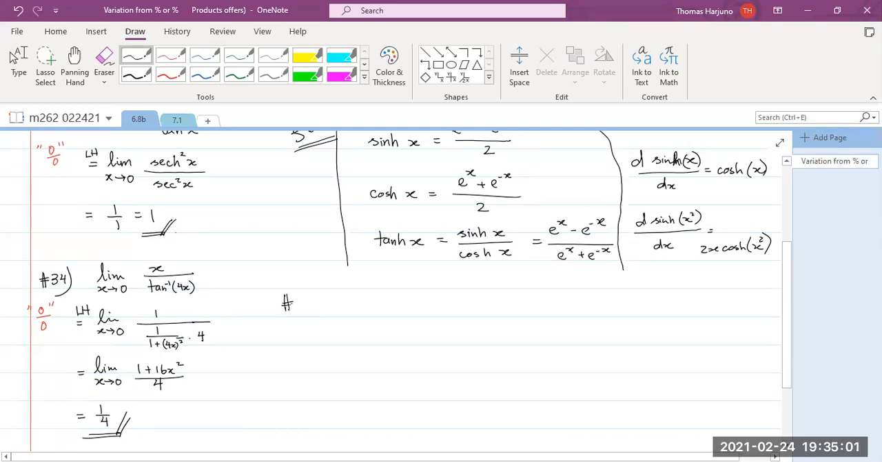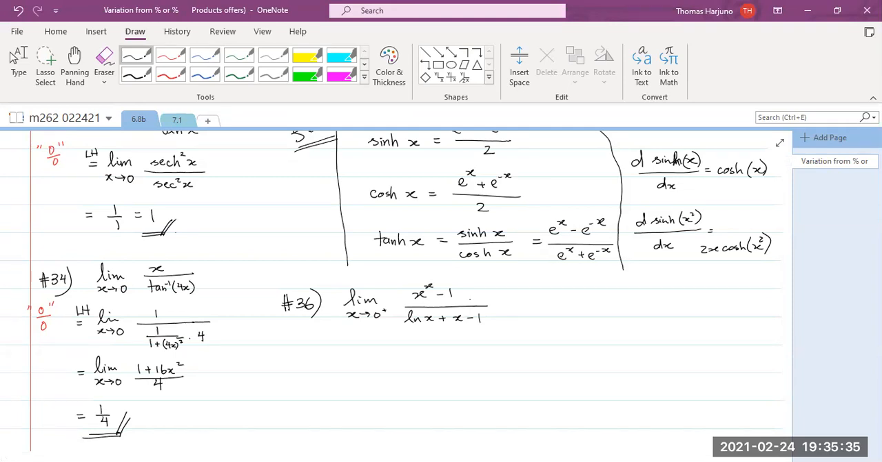Number 36. I underestimated this question until I saw it closely. Oh, shoot. That's actually quite ugly. Limit as x approaches 0 from the positive side of x to the x minus 1 over natural log of x plus x minus 1. Now, unless I say it wrong, that's x to the x, right? Yeah, that's x to the x.